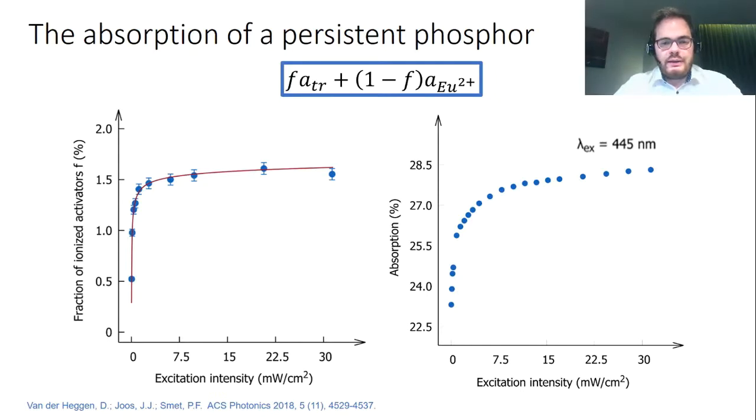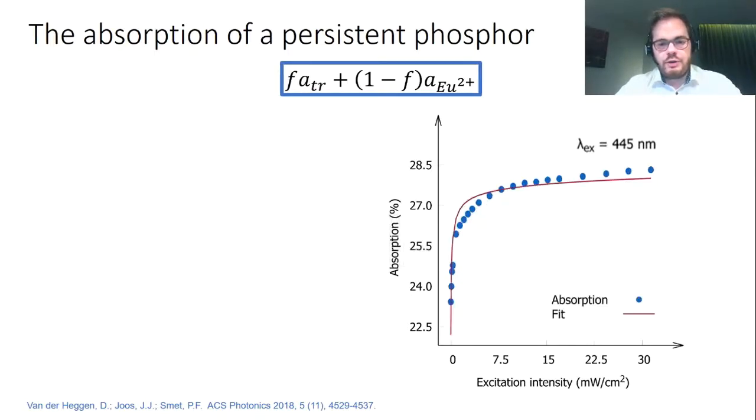You can already see that there is quite a similarity between the intensity dependency of F and the intensity dependency of the absorption. So if we now try to plug in the results for F using our simple model into the absorption, and we try to fit this, then we can see that the agreement is actually fairly good, especially considering the simplicity of this model and some of the assumptions we have made.